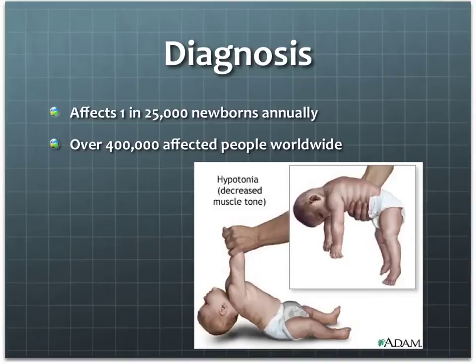Currently, the syndrome is diagnosed through genetic testing. Testing is recommended for newborns with pronounced hypotonia. Early diagnosis of Prader-Willi syndrome allows for early intervention as well as the early prescription of growth hormone.